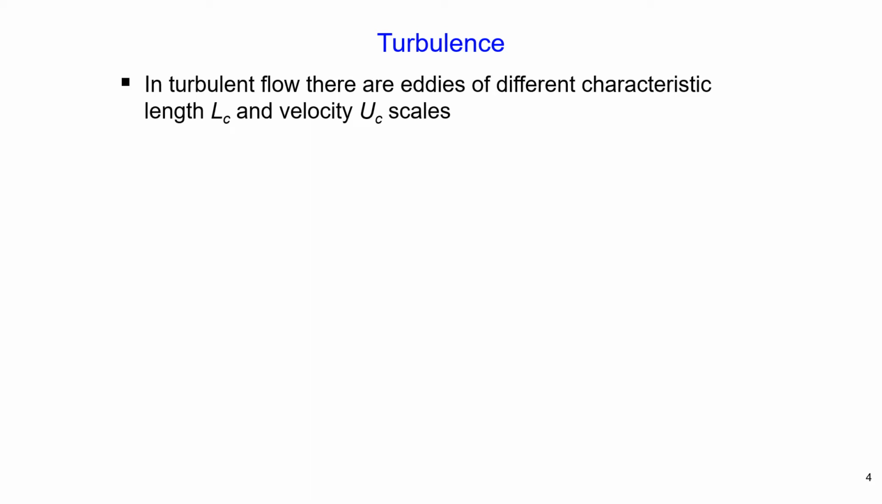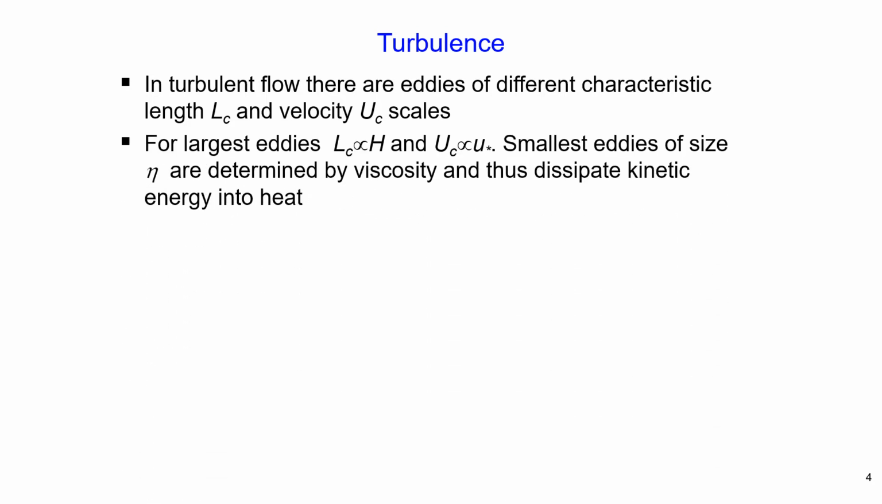There are two main flow regimes, laminar flow and turbulent flow. In turbulent flow, there are eddies that have different characteristic lengths and different characteristic velocity scales. For the largest eddies, the characteristic length is proportional to the depth of the water column. Commonly, the characteristic velocity is taken to be proportional to the shear velocity. You already know that the shear velocity is the velocity scale of the bed shear stress. The smallest eddies within the turbulent flow are controlled by viscosity. These eddies are responsible for dissipating kinetic energy into heat.